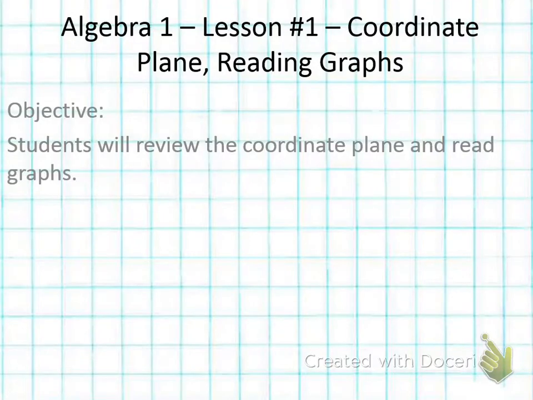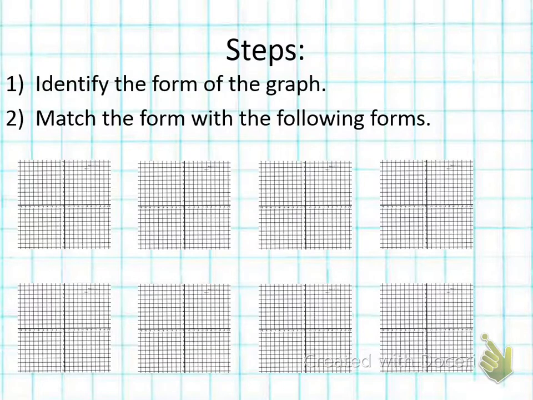Alright, this is the first lesson for Algebra 1. We're going to be looking at the coordinate plane and reading graphs. Our objective today: students will review the coordinate plane and read graphs, okay? And it's up there also. These are the steps up here. Identify the form of the graph and match the form of the following forms.